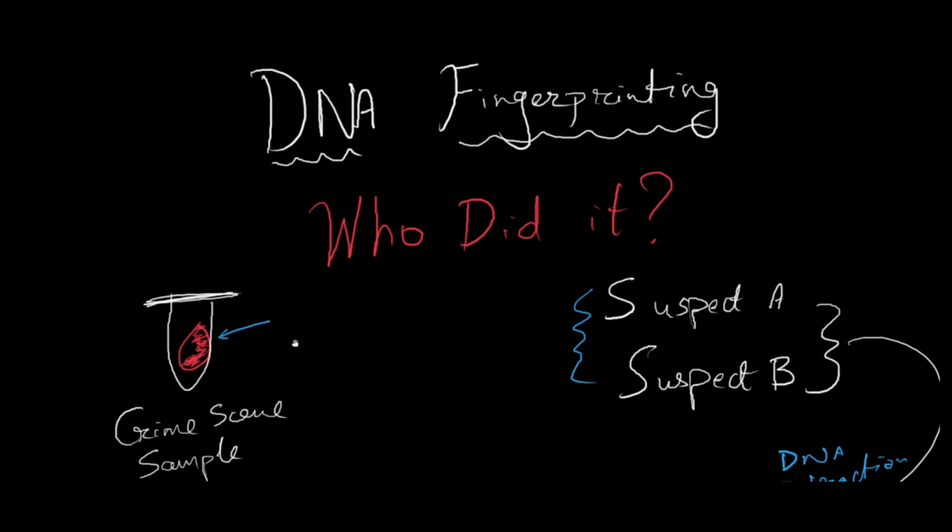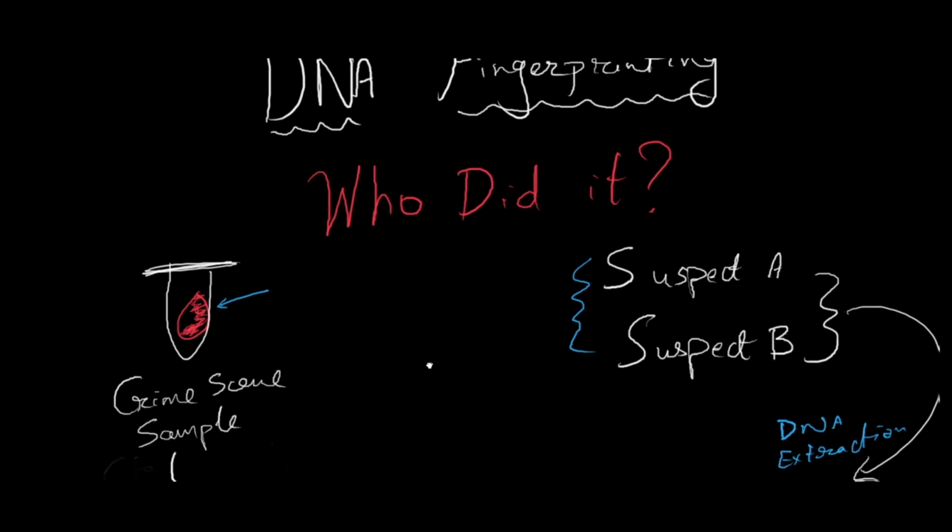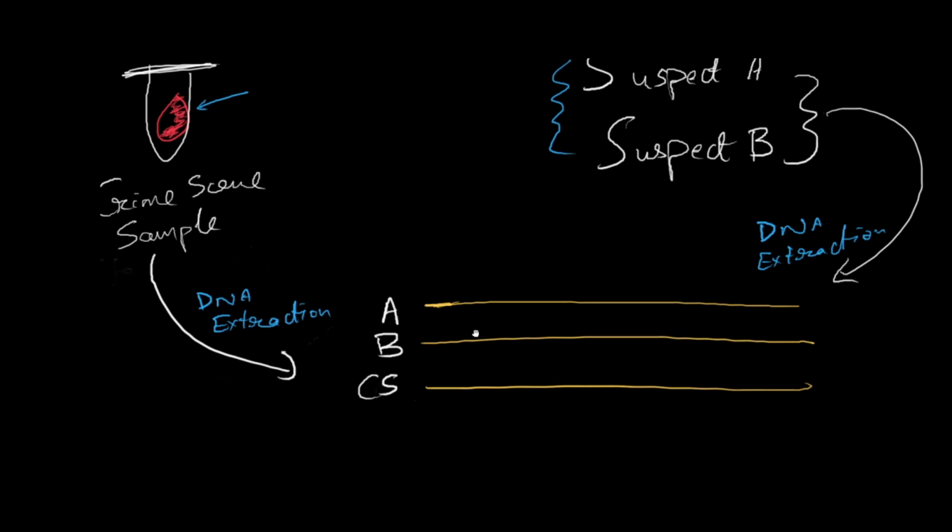So you have just this drop of blood, and you have to figure out a way to get to the bottom of this. And you might remember from bio class that blood contains DNA. So what you do is you subject your sample to a process called DNA extraction, and you can get the crime scene sample into a long strand of DNA.